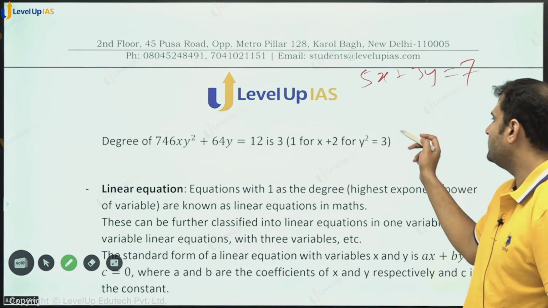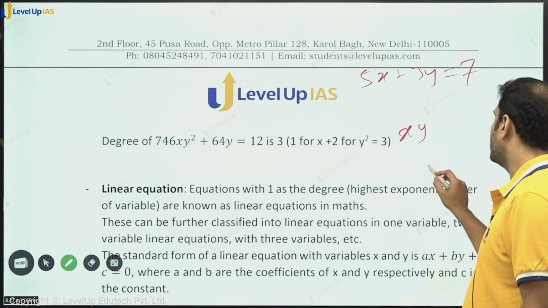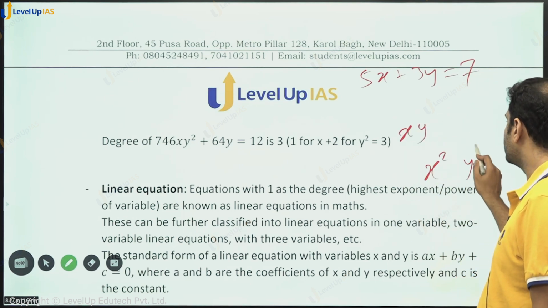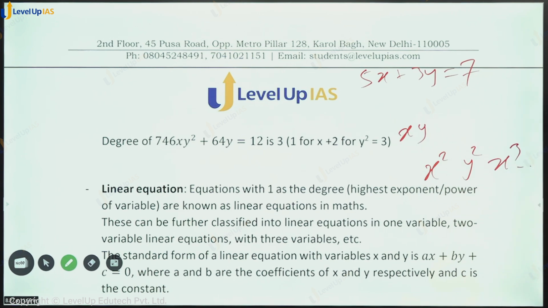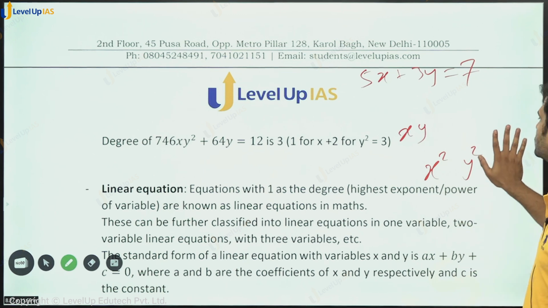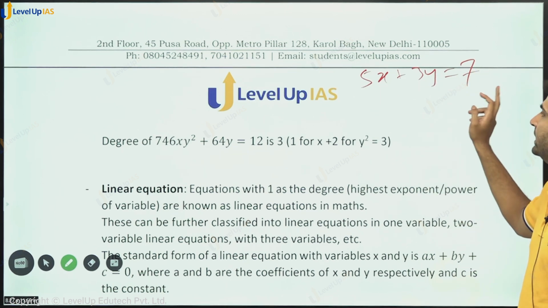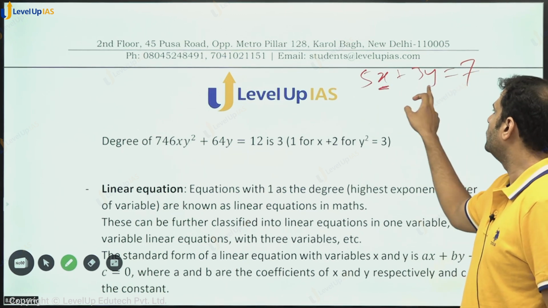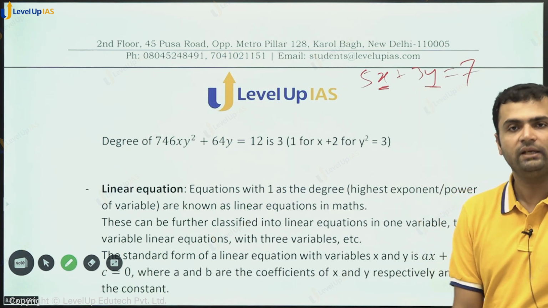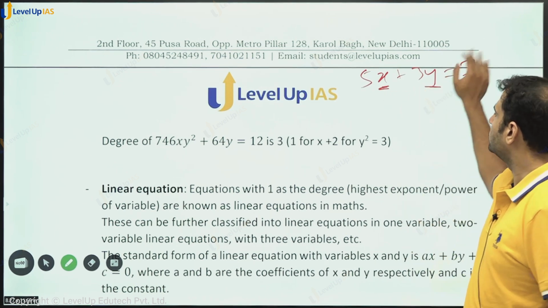So in linear equation, we can't have terms like xy. We can't have terms like x square, y square या फिर x cube, etc. ऐसे सारे terms नहीं होंगे because they will lead to higher degree terms. So all the terms of linear equation will be with only single variable. दो variable एक साथ नहीं आएंगे एक term में. तो ये होता है linear equation.